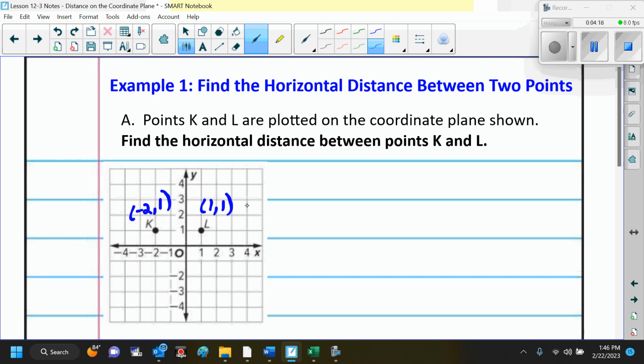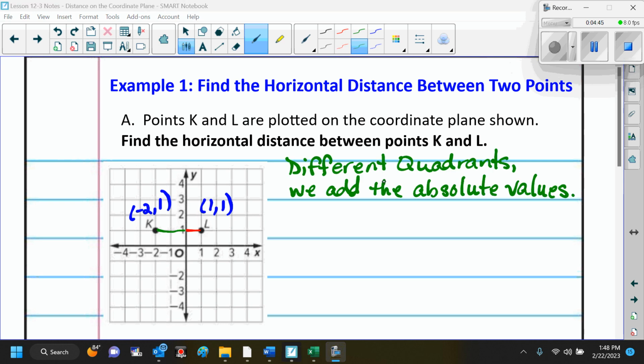Okay. So now you can see that we have 2 points and they are not in the same quadrant. So if they're not in the same quadrant, that means we want this distance and we want to add that to this distance. So if we're in different quadrants, we are adding the absolute values. Let's write that down. So different quadrants, we add the absolute values.